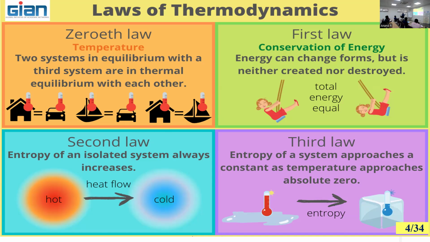Okay. So the third law says that the entropy of a system approaches a constant at absolute zero temperature. So the entropy is going to be zero, because the entropy always increases when the temperature increases; heat increases, entropy also increases. If you want to bring entropy down to zero, you need to maintain absolute zero temperature.